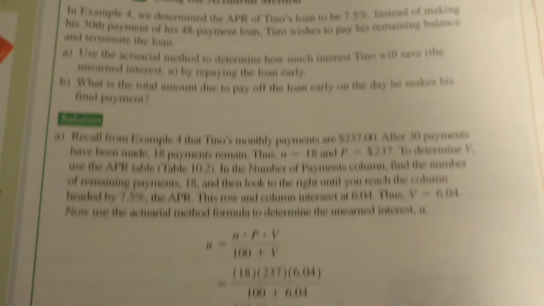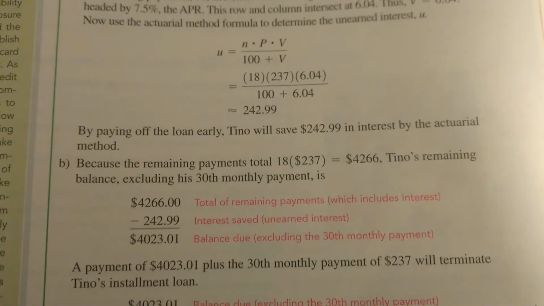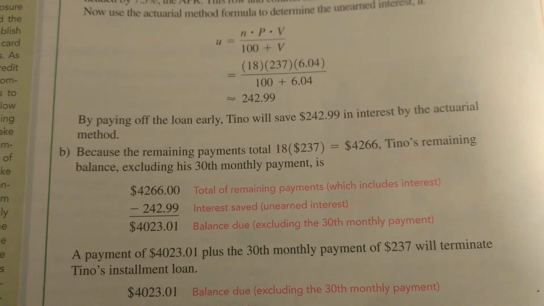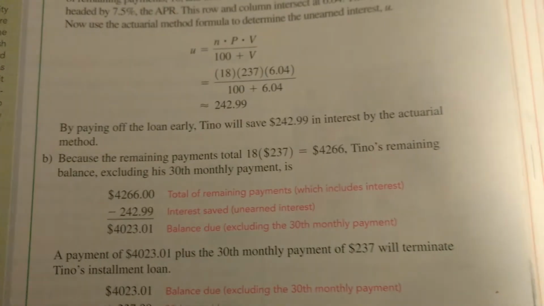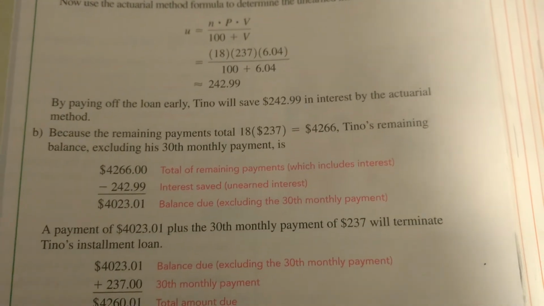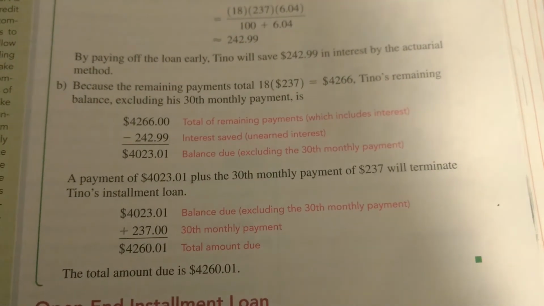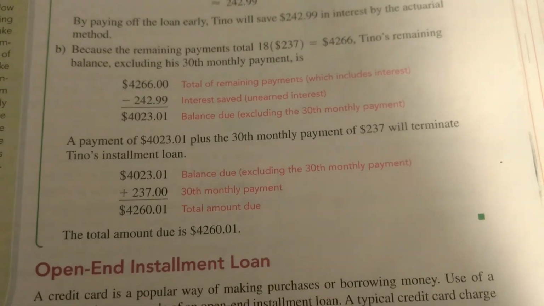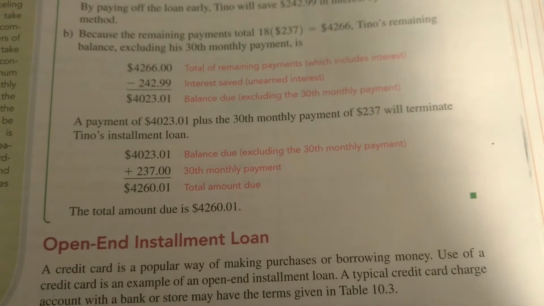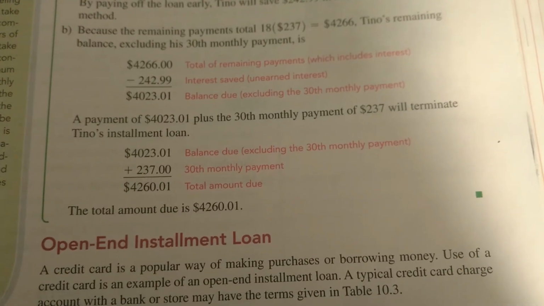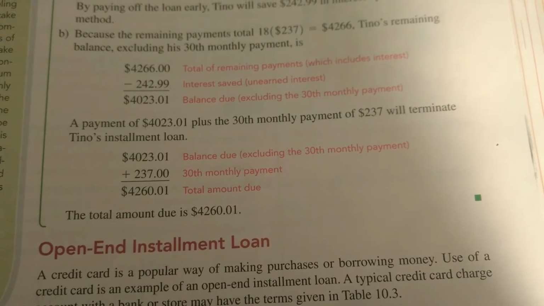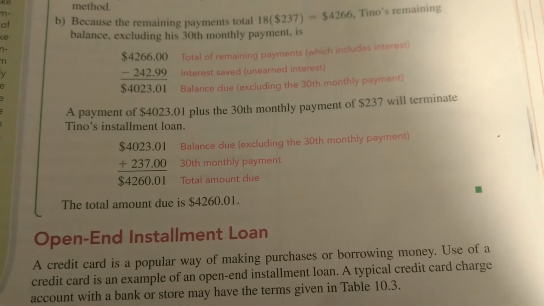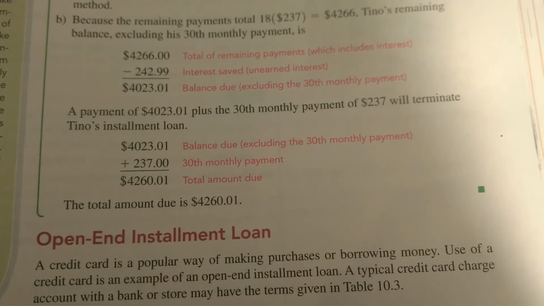Part B says, what is the total amount due to pay off the loan early on the day he makes his final payment? Well, take 18 times 237, you get 4,266. And what happens is, excluding his monthly payment, so you take that $242.99 away, and then you take a payment of $237, which will terminate the loan, and you got $4,260.01 left to pay.